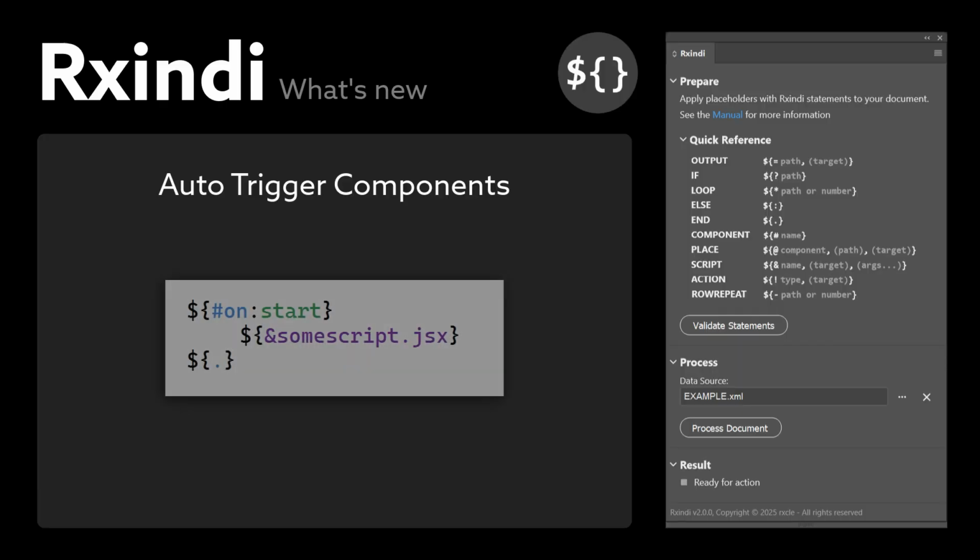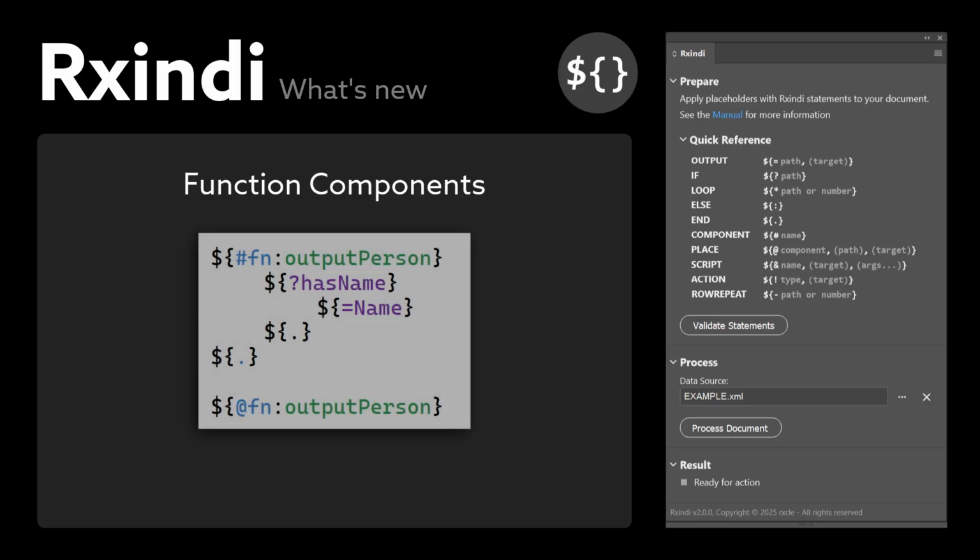Auto-trigger components replace legacy script triggers, giving you full flexibility to automate tasks at any point in the workflow. Use function components to modularize your logic, resulting in cleaner, more maintainable templates with zero layout overhead.